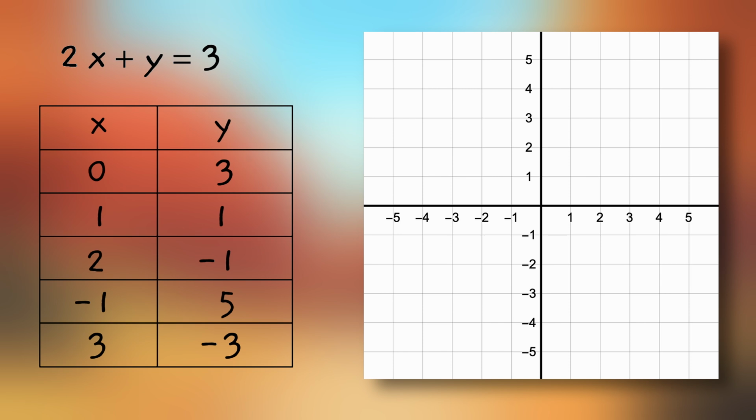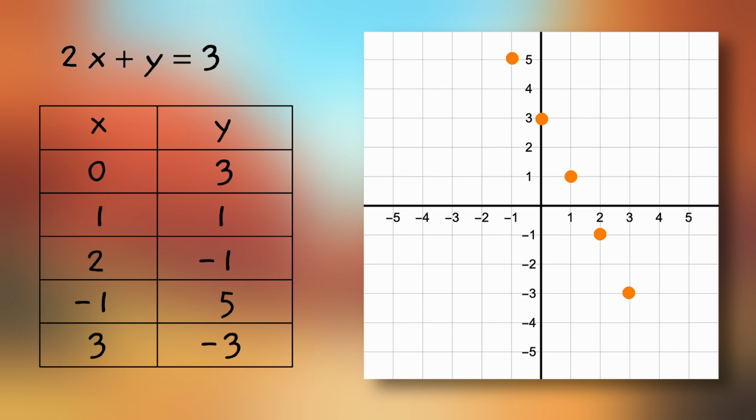The first one was x equals 0, y equals 3. And that is this point right here. The second one was when x equals 1, y equals 1. That is this point right here. Third solution is when x is 2, y is -1. That is this point here. The fourth one is when x is -1, y is 5. That's this point here. And then for the final solution, when x is 3, y is negative 3. So we count over 3, down 3, and that gives us this point here.